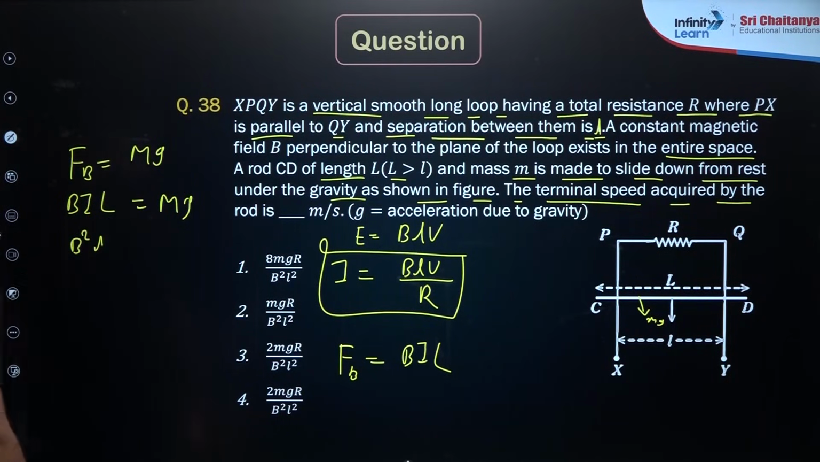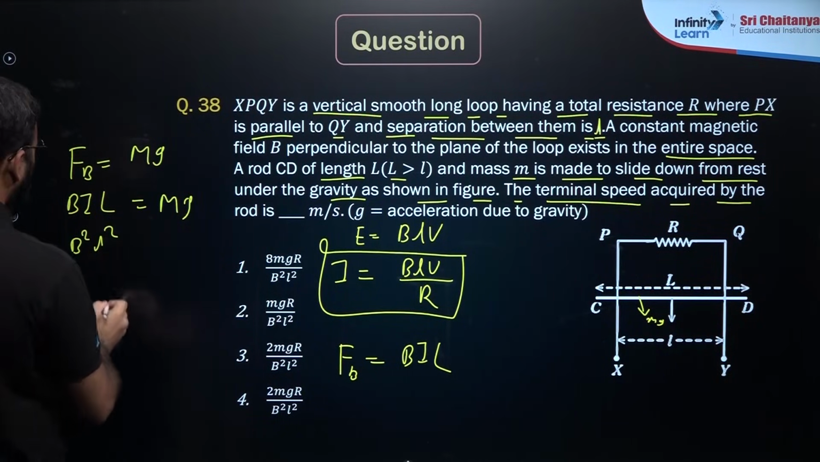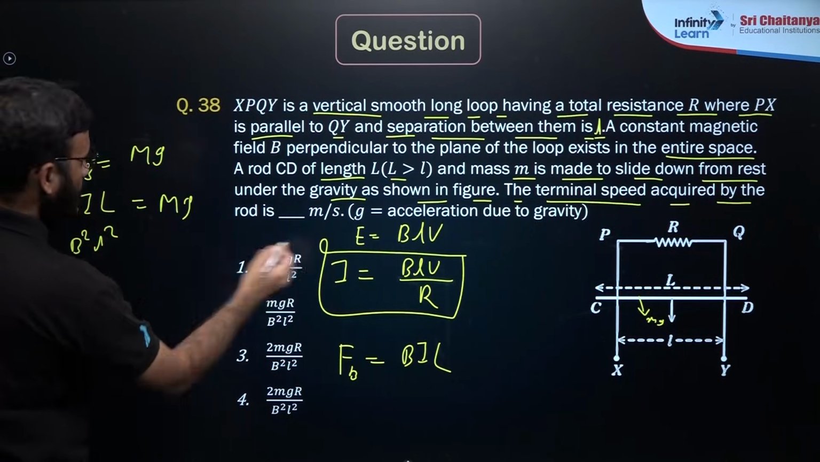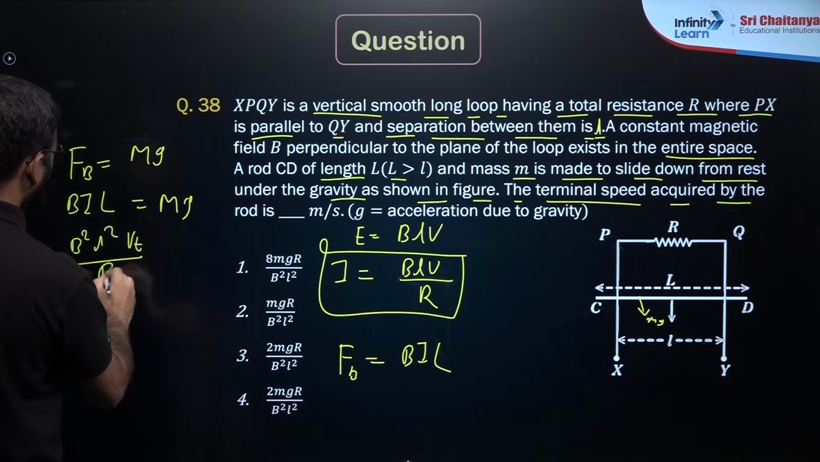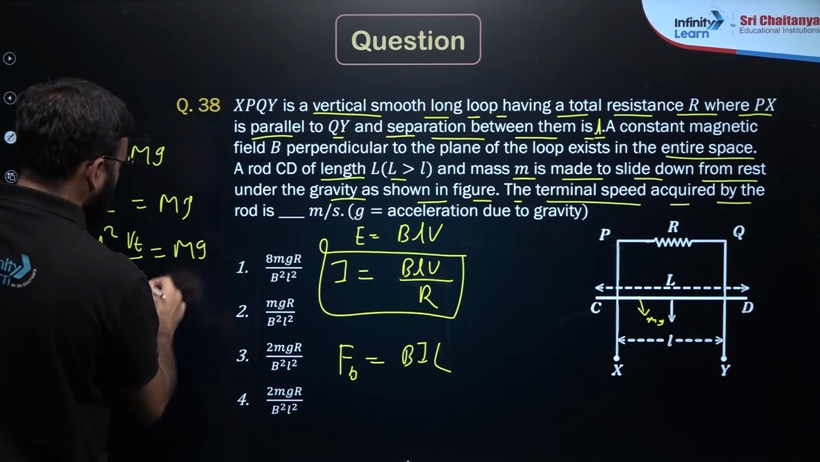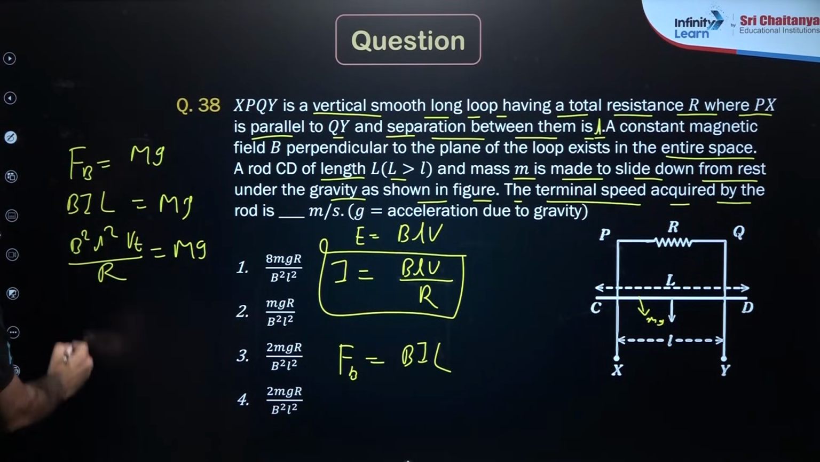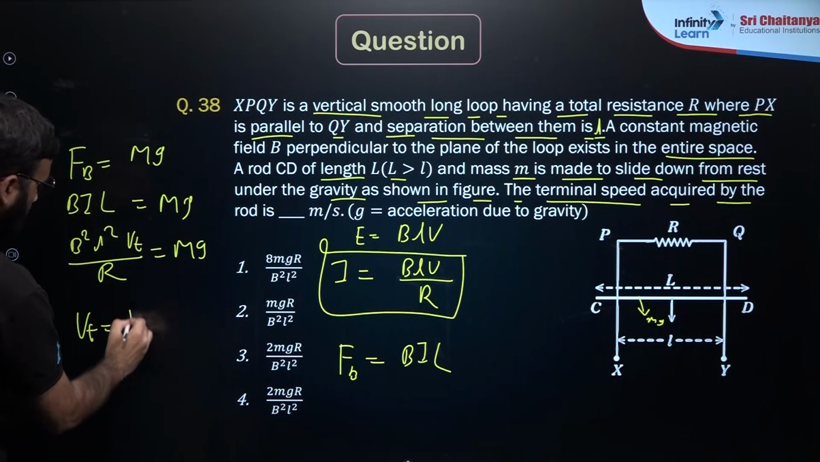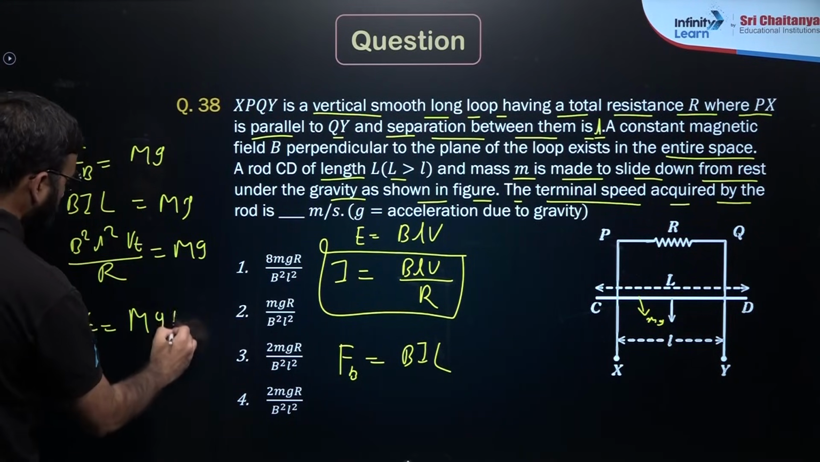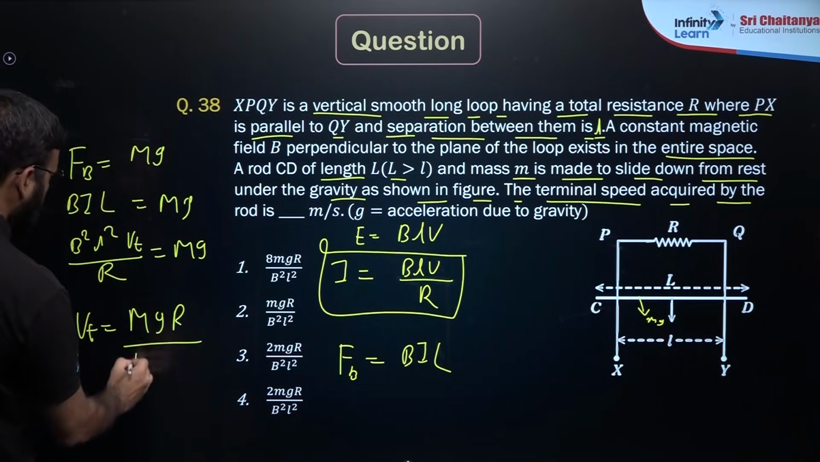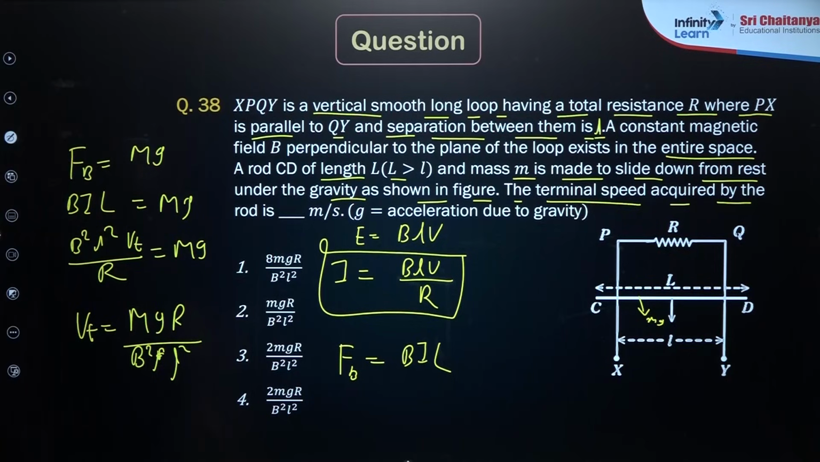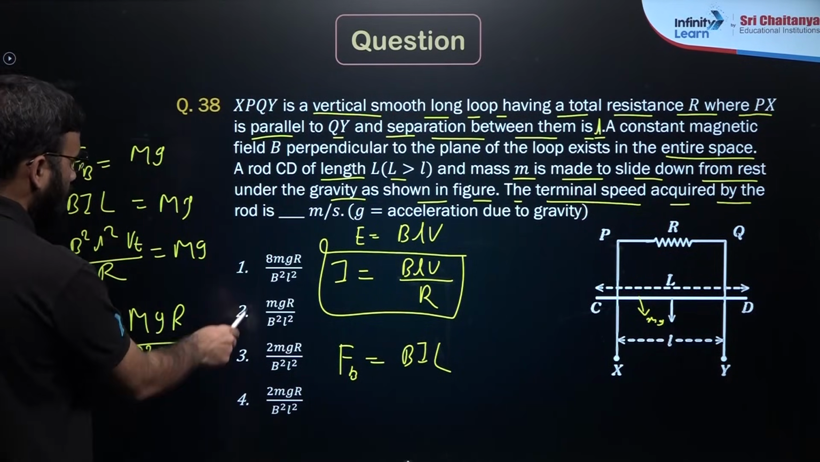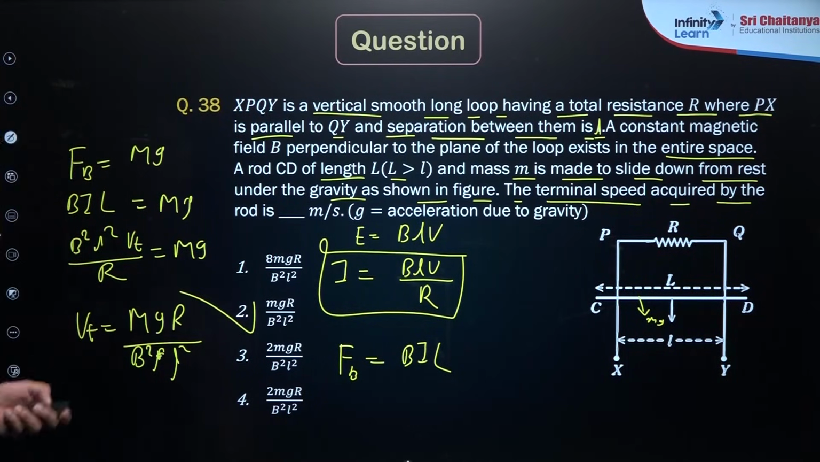Okay, so B square L square VT upon I is my R equals to mg. So this one you can solve. So VT equals to mg into R divided by B square L square. Which option? mg R upon B square L square, option second is your correct answer, beta.